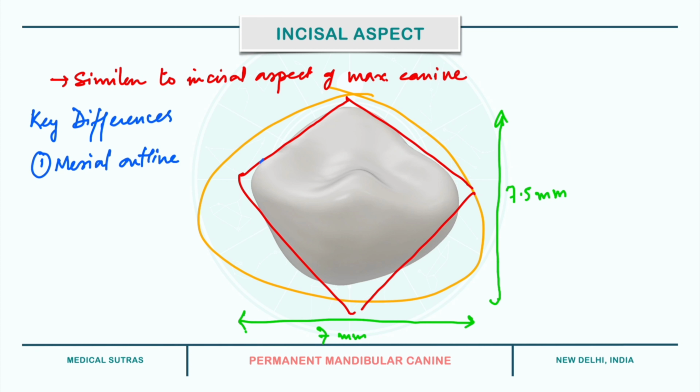outline. The mesial outline is less curved in the mandibular canine as compared to the maxillary canine. The second point of difference is the cingulum, which is smaller and less prominent in mandibular canines. Also, the labial ridge is less developed in mandibular canines.